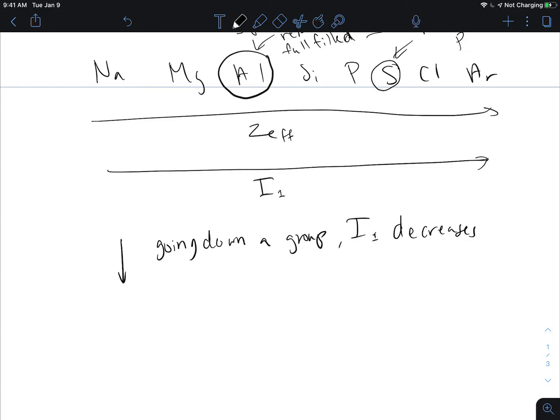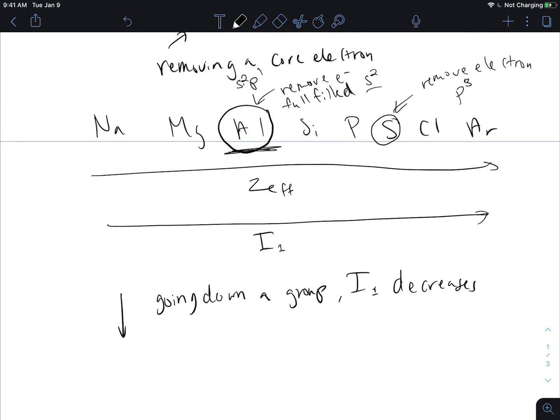Okay, so our Z effective has a significant part to play. As we have greater Z effective, we will have greater ionization energies, so they will follow along with ionization energies very well. There are some irregularities within ionization energy, and it's usually because of stuff like this where you can get to a full-filled or half-filled state. So you'll see the same thing with boron and gallium that you see with aluminum. You'll see the same thing with oxygen that you see with sulfur.